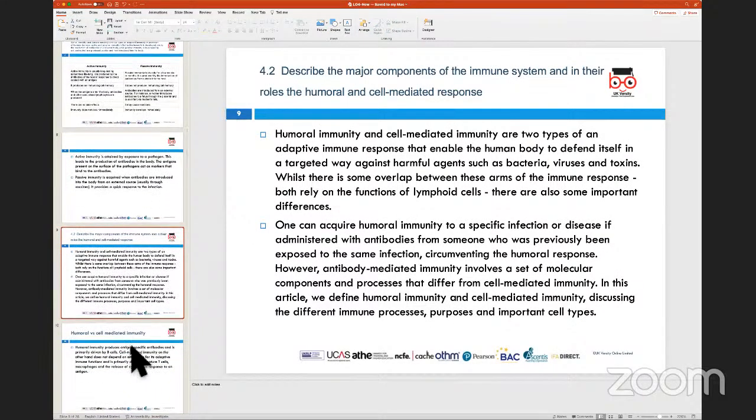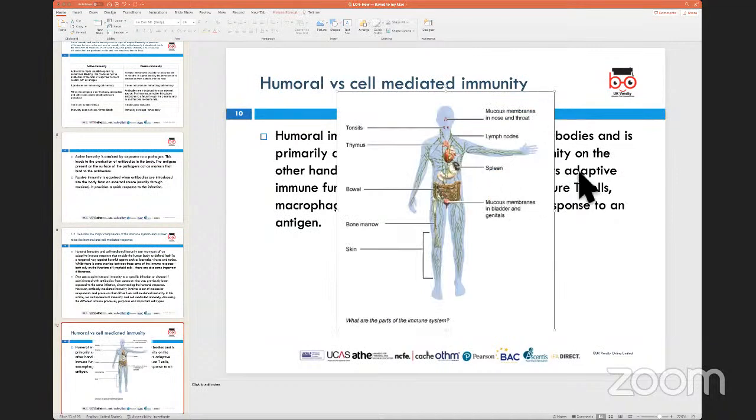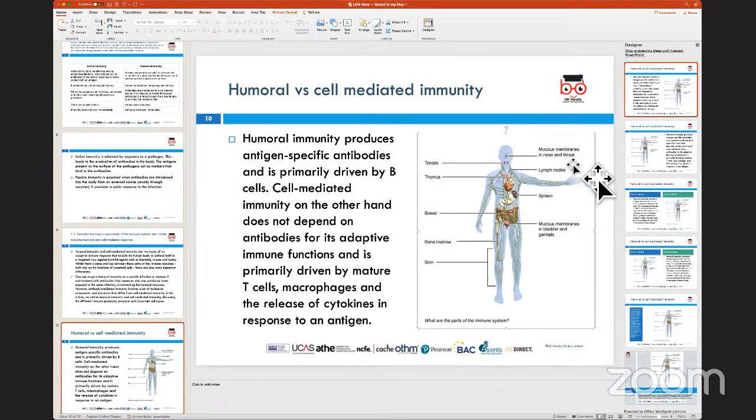Okay, let's go to the second assessment criteria, which talks about describing the major components of the immune system. When we talk about the two different forms of response that the human body creates, humoral immunity and cell-mediated immunity, so when we talk about the major components of the immune system, let's bring in that diagram again. So this particular diagram actually highlights the major components of the immune system.